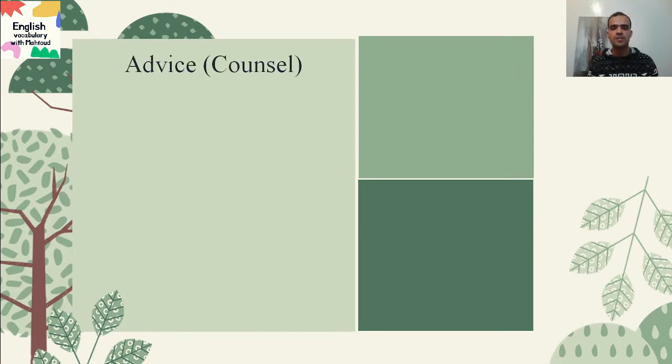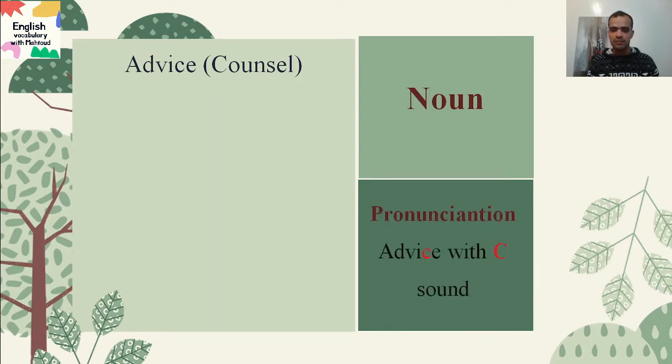The first term we shall start with is advice, and advice is a term that we consider as a noun, and it is written with this form with C to represent the form of noun, and it is pronounced with the S sound. In terms of pronunciation, we have to pronounce it as advice.